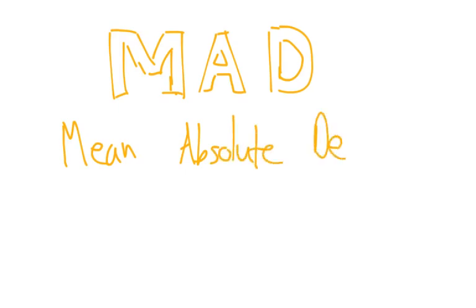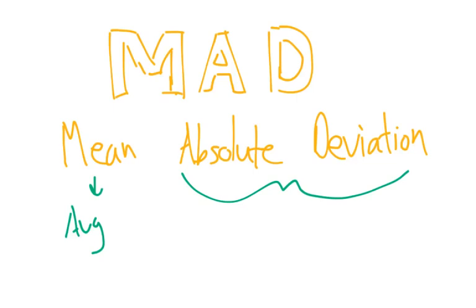Anyways, let's first of all take a look at what MAD is. Now, like I said, MAD is an acronym. It stands for mean absolute deviation. And we have to break down what these words mean. Well, mean is an average. And then absolute deviation refers to distance.